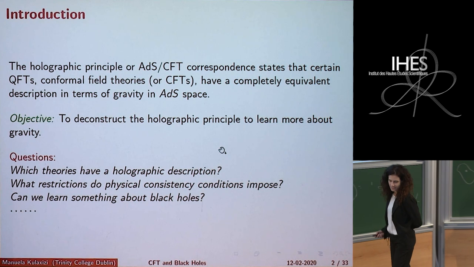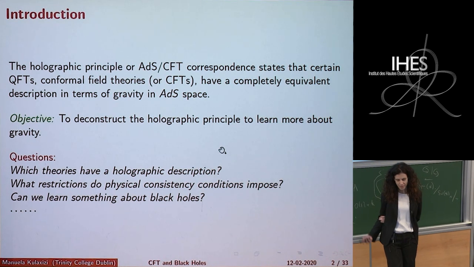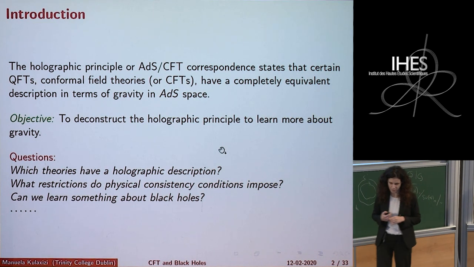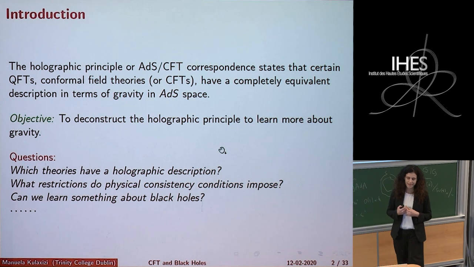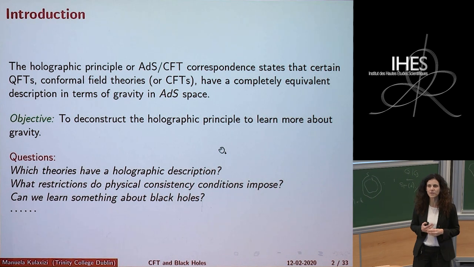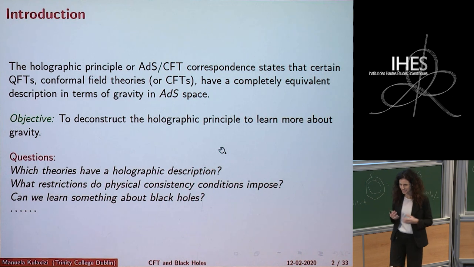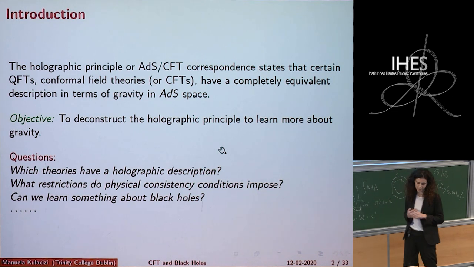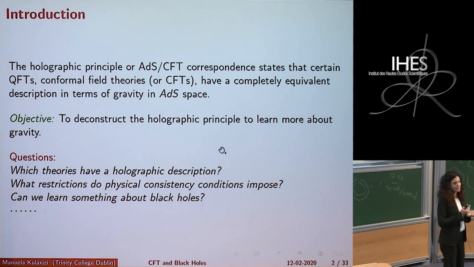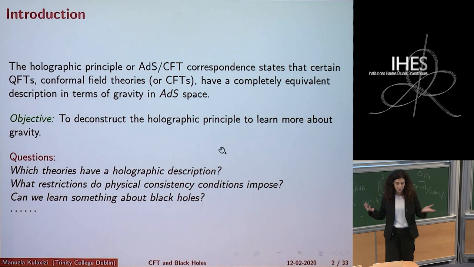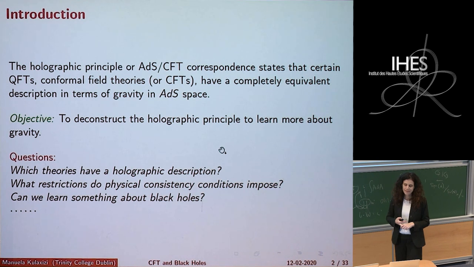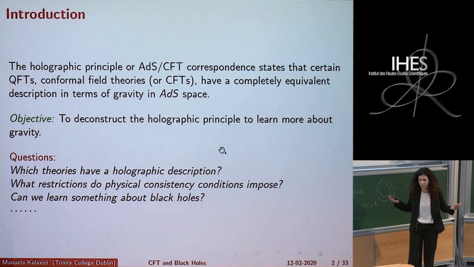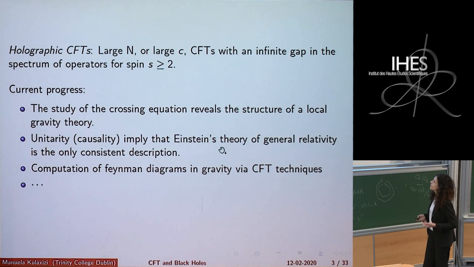So where does this whole talk fit in? It starts from the holographic principle, the idea of the AdS/CFT correspondence, which tells us that we have some quantum field theories that have an equivalent description in terms of gravity in AdS space. Given the recent advances in techniques in conformal field theories, for which some of the people here are experts and pioneered them, we would like to use them to deconstruct, in a sense, the holographic principle and learn more about gravity. What kind of questions would we like to ask in general? What type of theories have a gravity description, and what restrictions can you impose by physical consistency conditions? More specifically about black holes, can we learn something by studying conformal field theories? Here I'm merely thinking of higher dimensional conformal field theories. And of course, several more questions.